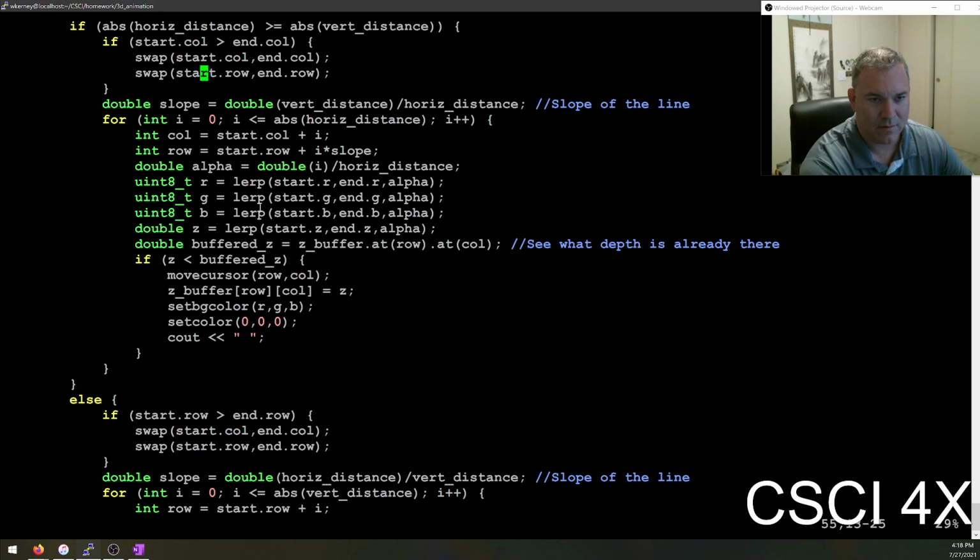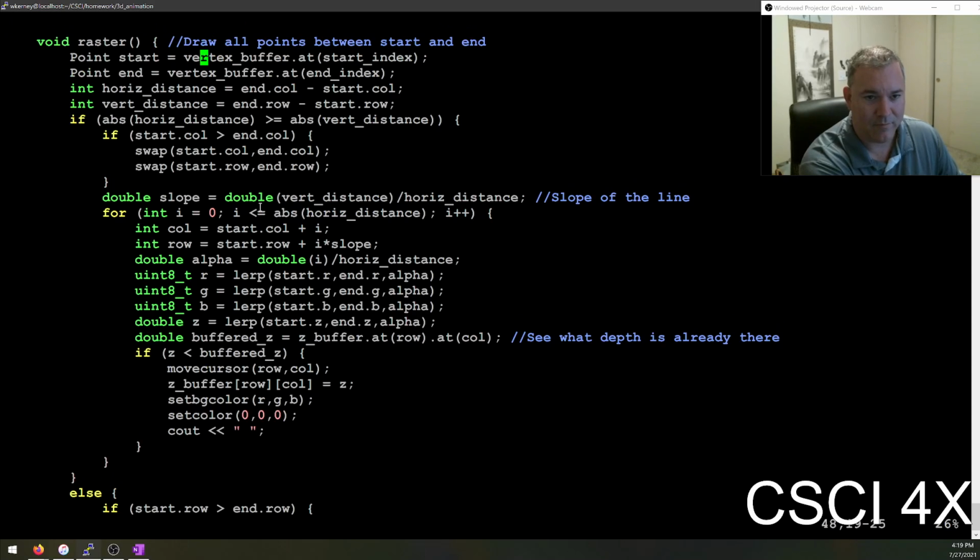Swapping the starting row. Yeah, it should just be switching the column and row. It shouldn't be switching the colors. But for some reason... Oh. Yeah. Okay. Right. Yeah, that makes sense. Okay.